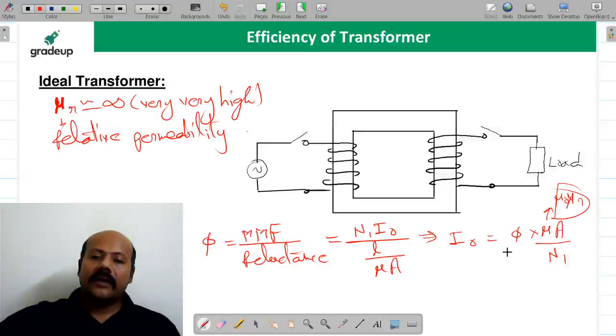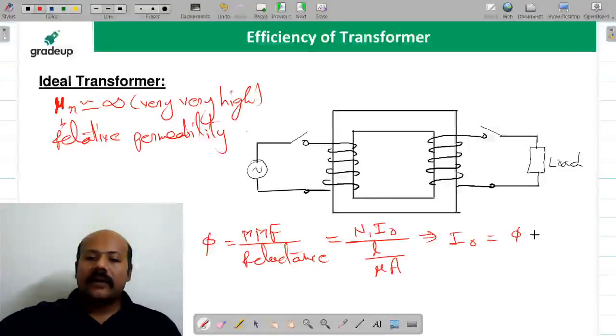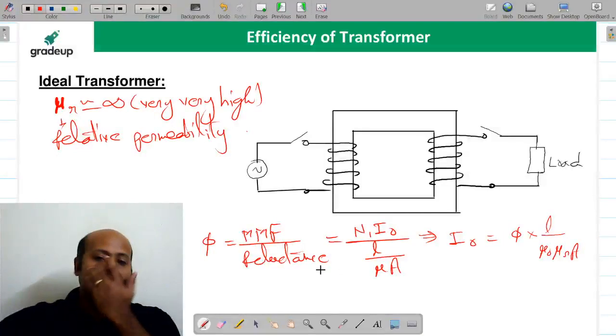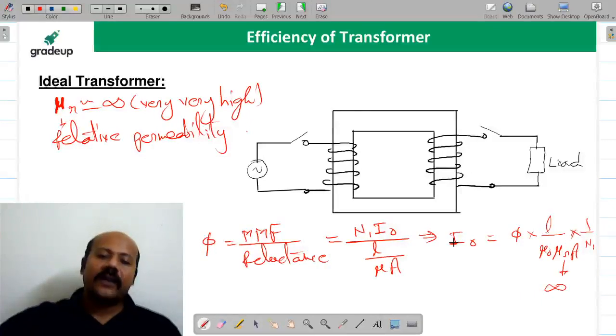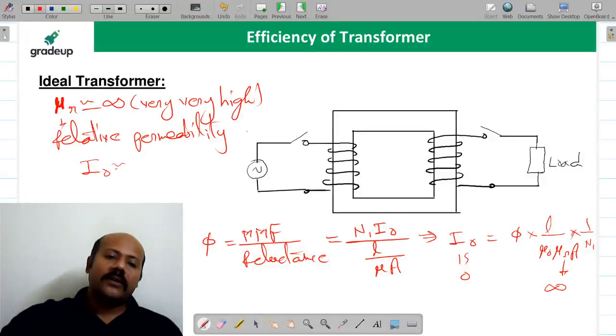Okay, I think I have written it wrong. Let me write it correctly. That is what happens if you keep pushing me to the limits. This I naught is going to be how much? This is going to be phi into L upon mu naught mu R A, and this N1 is also going to be the denominator. Now if this mu R value we are saying is infinite, this I naught is going to be how much? 0. This I naught is almost going to be 0.